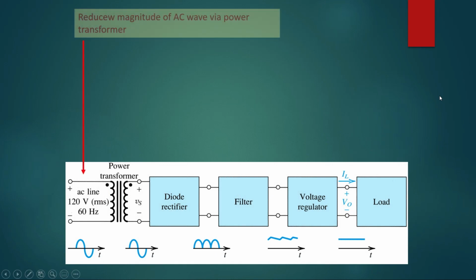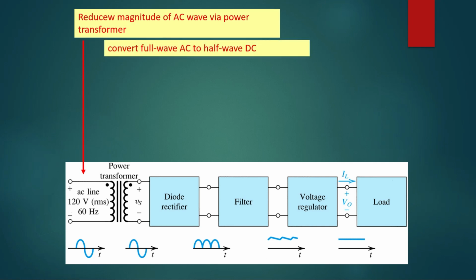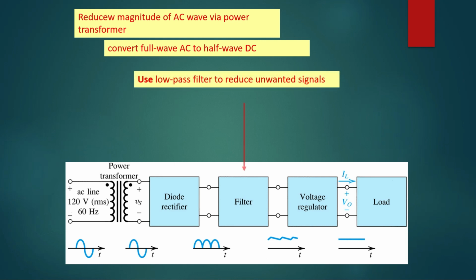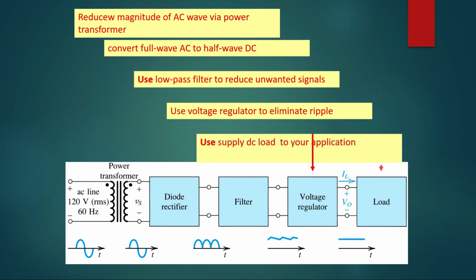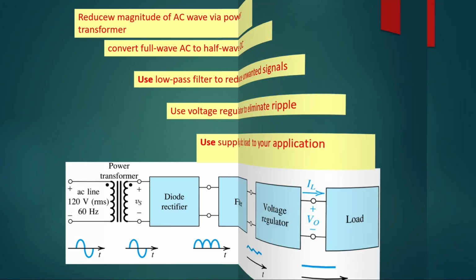So what are the steps here? First, we reduce the magnitude of AC by using a transformer. Then we convert the AC to half waves by using the diode rectifier. Then in the next stage we give it to the filter. In the next stage we eliminate the ripples, the unwanted AC signal present in the DC output, and finally we get the output, which we can use for various applications. This is the flow of a normal rectifier circuit.